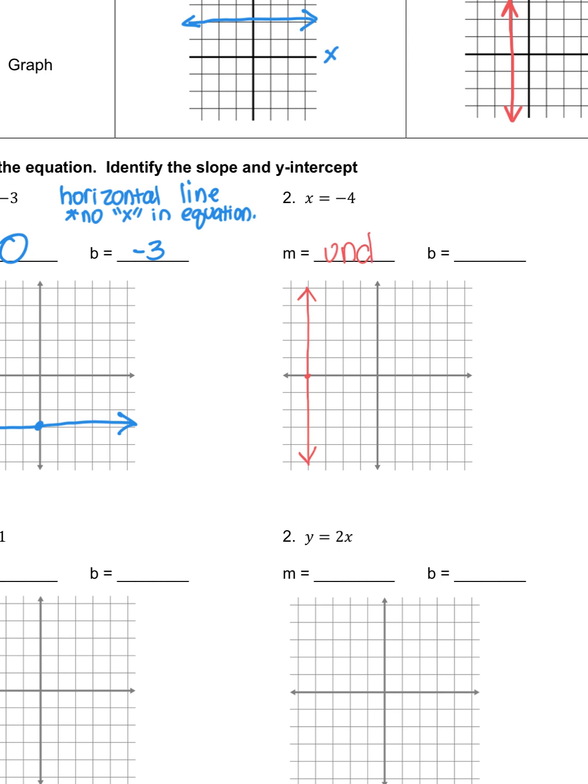And what is our y-intercept? Is there a y-intercept? Does it intercept the y? So here's our y-axis right here. Does it intercept that y-axis? No, it doesn't. So we are going to write none. Let's change that pen. There we go. N-O-N-E for our y-intercept.